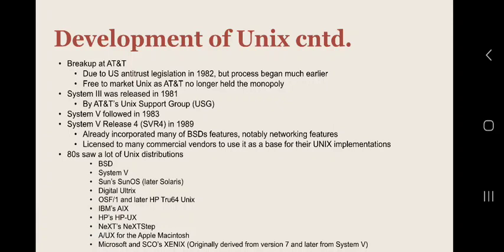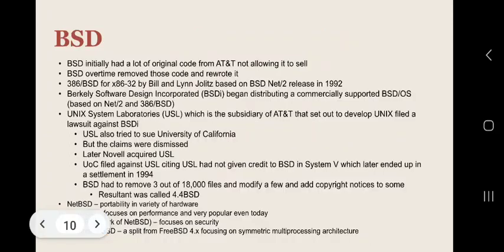for their Unix implementation. Some of the implementations you can see here: the BSD, of course, and System 5, and SunOS, Digital Ultrix, OSF, IBM's AIX, HP's HP-UX, and NeXT, NeXTSTEP. I think, as I remember, this is Steve Jobs' company, NeXT, and A/UX for Apple Macintosh. And Microsoft also had a Unix-based operating system called SCO's Xenix, and that was surprising, but it has been there, so some history around that as well.